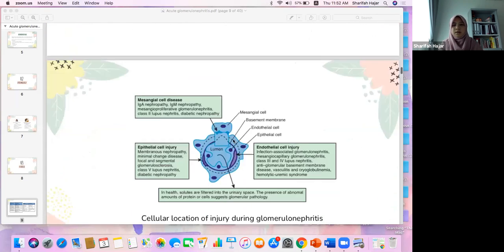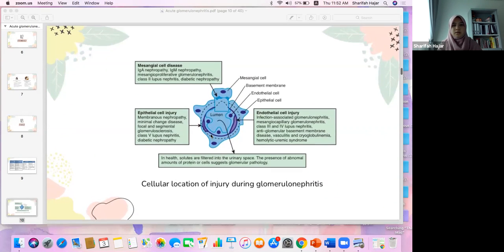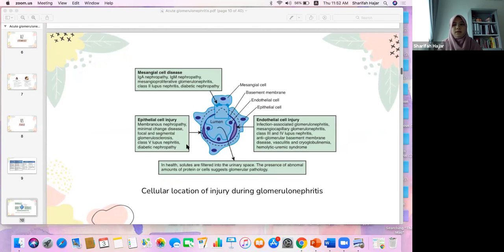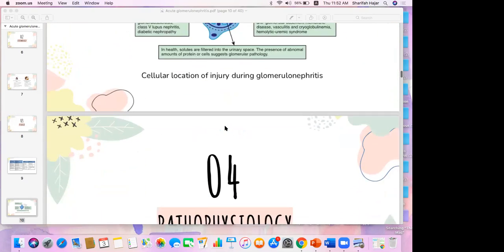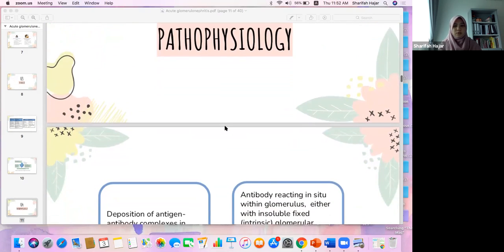Okay, so this is the cellular location of injury. That's why anatomy is very important, because there are specific cells that are involved in glomerulonephritis. So this is the mesangial cell, epithelial cell injury, and also endothelial cell injury. These are the diseases that affect those cells. Okay, and then we go to the pathophysiology.